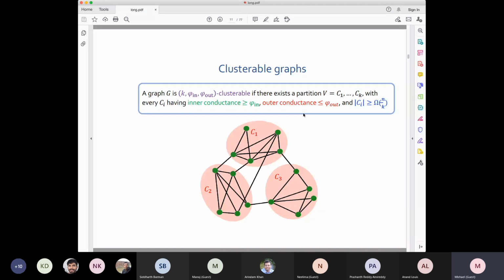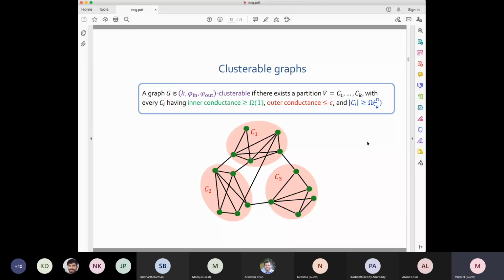So graph G is called k, phi in, phi out clusterable if there exists a partition of the vertex set of G into sets C1 through Ck, such that every cluster, we'll call these Ci's clusters, has inner conductance at least phi in and outer conductance at most phi out. Furthermore, in this talk, we will assume that all the Ci's are of size omega of n by k. So think of them as being roughly comparable size, right? Yes, exactly. So there's k of them, so there should be about n by k. So here's an example that we started with. This is a 3 clusterable graph with some reasonable parameters phi in and phi out.